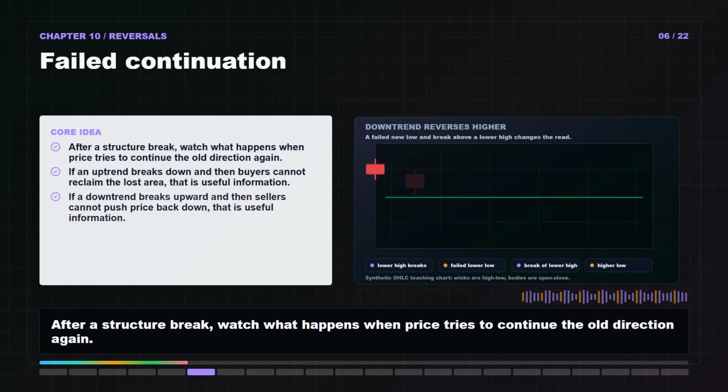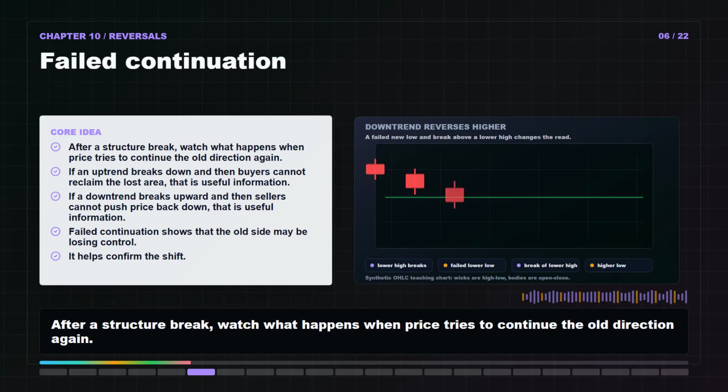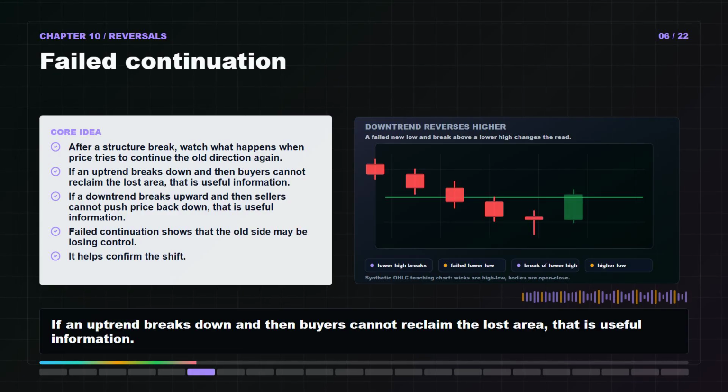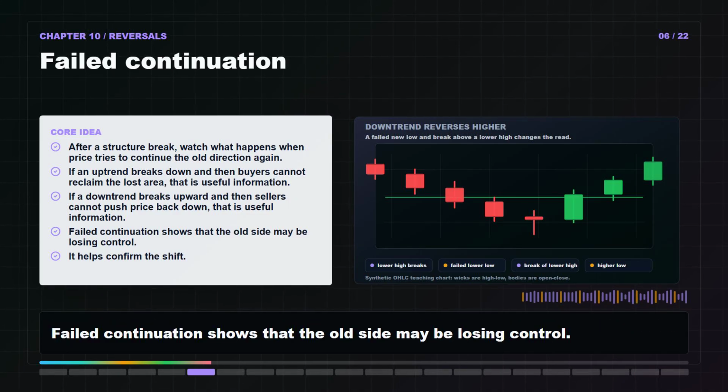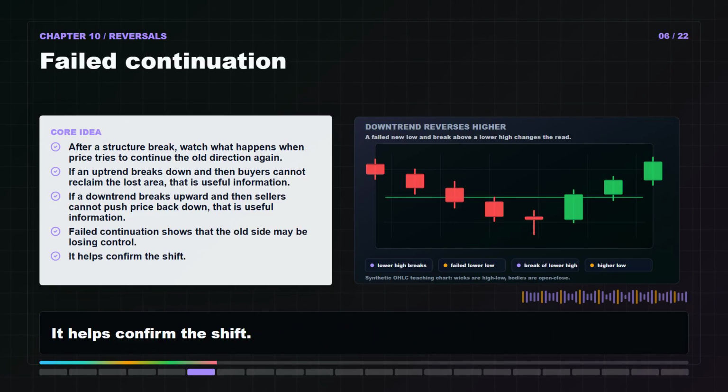After a structure break, watch what happens when price tries to continue the old direction again. If an uptrend breaks down and then buyers cannot reclaim the lost area, that is useful information. If a downtrend breaks upward and then sellers cannot push price back down, that is useful information. Failed continuation shows that the old side may be losing control. It helps confirm the shift.